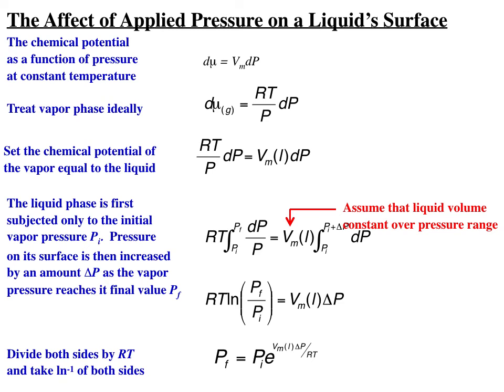I can rearrange this by taking the inverse ln of both sides, or the exponential of both sides, and I get PF equals PI exponential Vm of the liquid times delta P divided by RT.